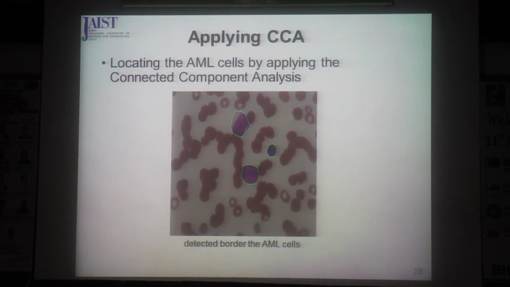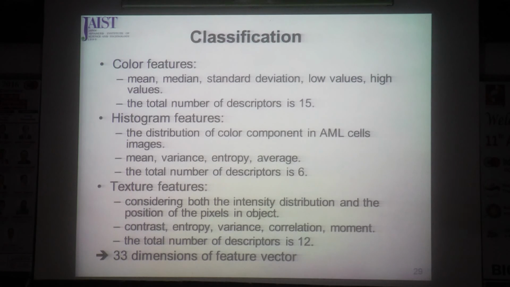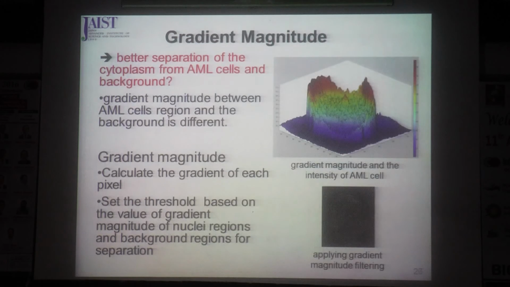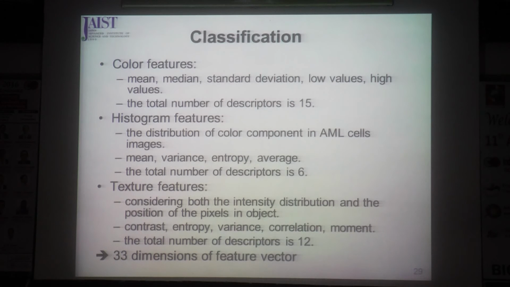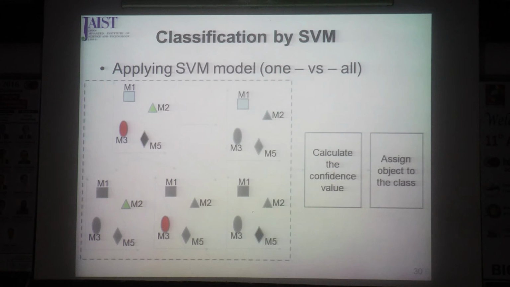This is the result of detecting white blood cells, as segmented with green lines. And after that, to classify the AML cells into the categories of M1, 2, 3, and 5, we will take the features of the white blood cell by taking the color features, histogram features, and textural features, to create a 33-dimension feature vector to classify each white blood cell by applying a support vector machine.